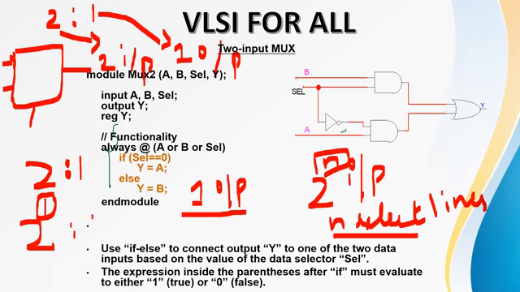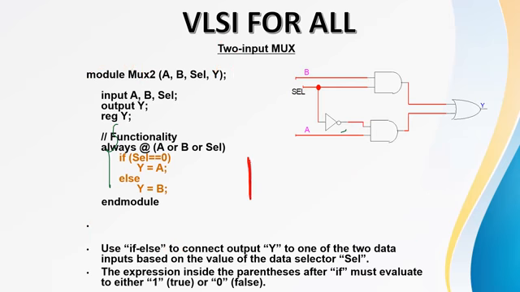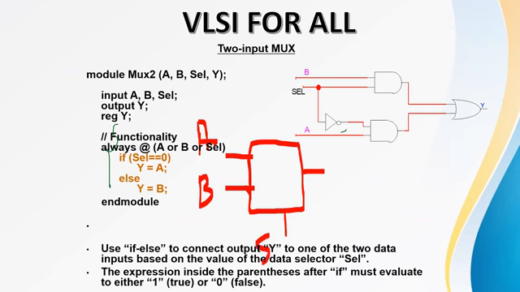And this 1 indicates what? Output. So what I'm doing, if this is the mux, these two are the inputs. One is the select line and one is the output. For example, this is A input, this is B input, this is the select line input, and this is output Y.